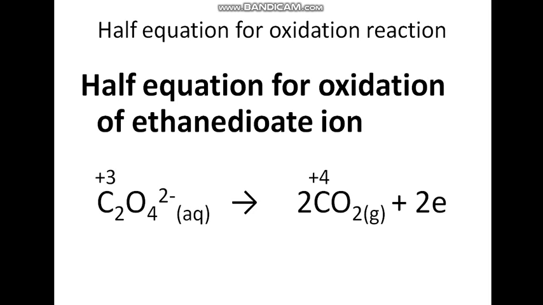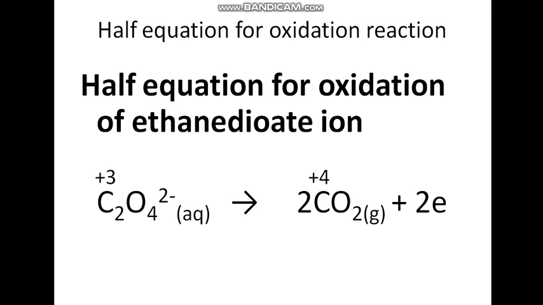In the half equation, the oxidation number of carbon in C2O4 2- is plus 3, while the oxidation number of carbon in CO2 is plus 4. That is, the oxidation number increases from plus 3 to plus 4. Increase in oxidation number is oxidation reaction. Therefore, C2O4 2- is oxidized in this reaction to give carbon 4 oxide gas.